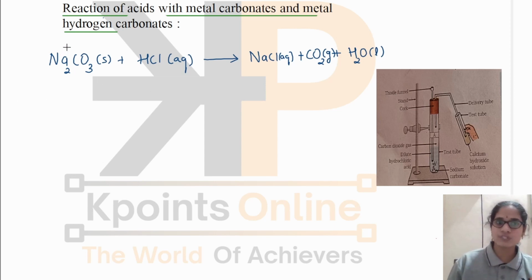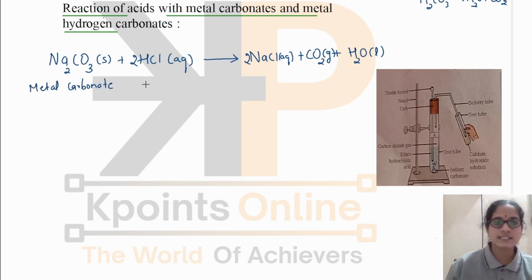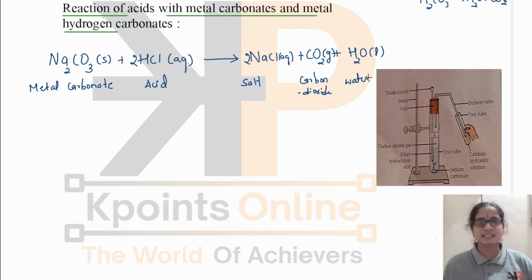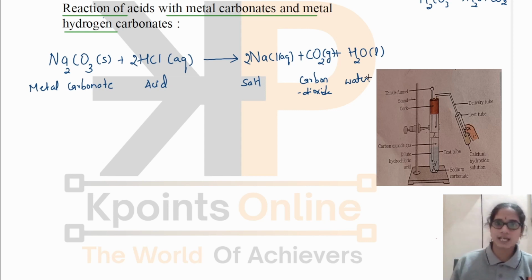There is a formation of salt from sodium and chloride ions, and a double displacement reaction actually takes place, and there is a formation of H2CO3 here. To balance this equation, H2CO3 is formed and it eventually breaks down to form H2O and CO2. This is the metal carbonate, this is the acid, and there is a formation of salt, carbon dioxide and water. So in general, when metal carbonates react with acids, they form salt, carbon dioxide and water.